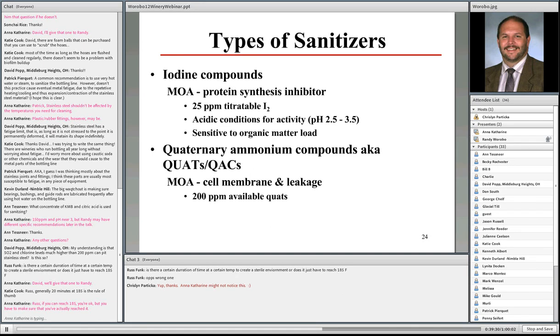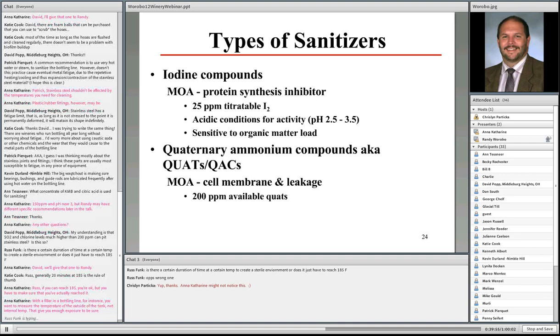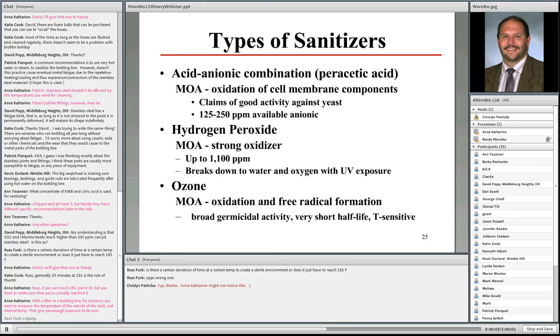Quaternary ammonium compounds, they're quats or QACs. They just punch holes into the membrane of the yeast and bacteria. For sanitizing, the typical concentration is about 200 parts per million. For foot baths that may be at the entrances onto the wine production floor, you may be going as high as 1,200 parts per million. There are some variations in terms of recommended concentrations. It's usually suggested that you follow the manufacturer's recommendations.